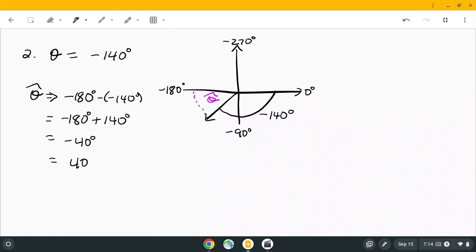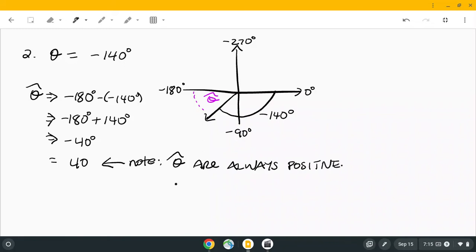Now we can't use equals because negative 40 and 40 are not equal. So let's turn these all into arrows. And now we can say theta hat equals 40. Let's put a note here. Note, reference angles are always positive. So you can just take the absolute value.